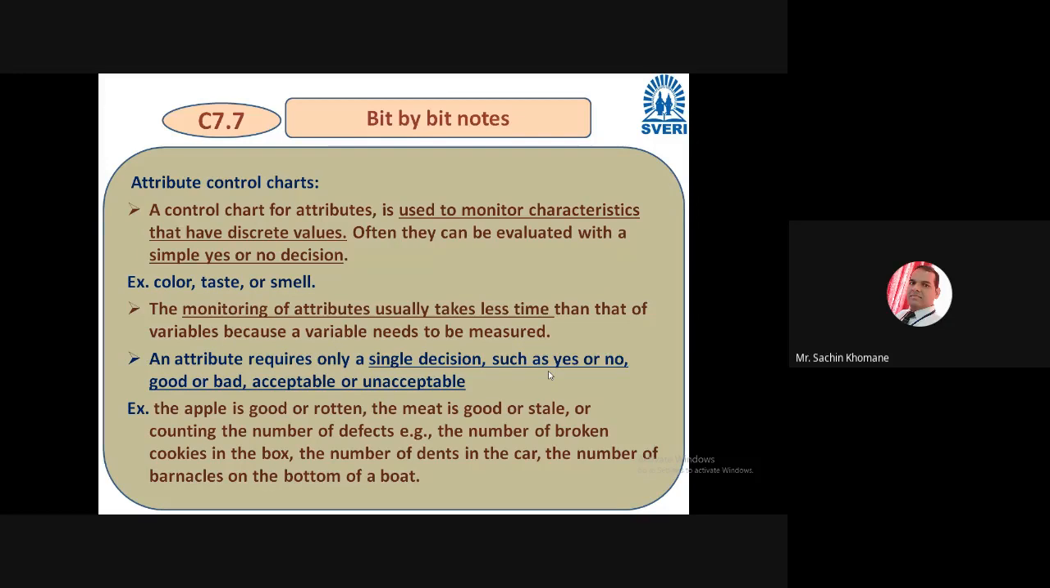And this attribute requires only a single decision. Only a single decision: acceptable, rejected. Good, bad. Yes, no. For example, an apple is good or rotten. The meat is good or stale. Like that. So in this type of case, whatever examples we have discussed, this attribute control chart is important.